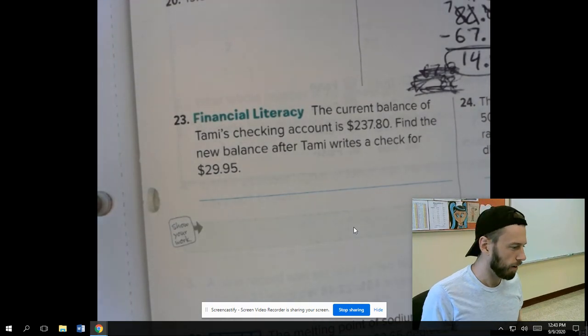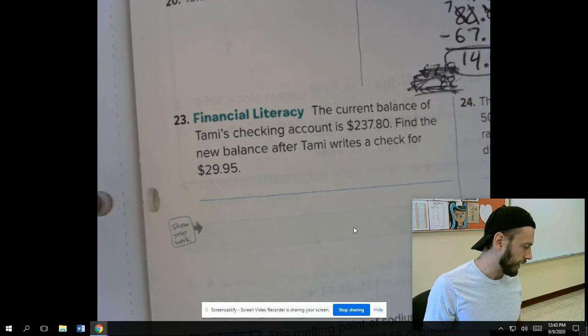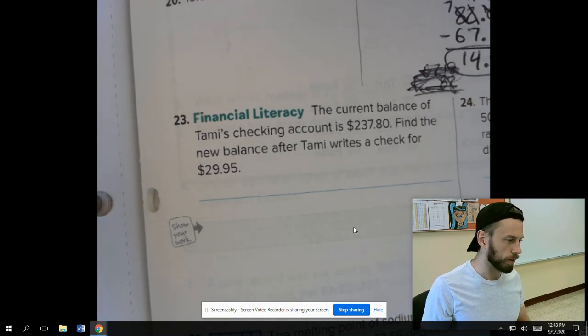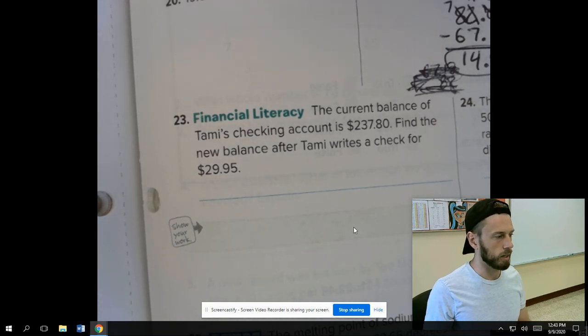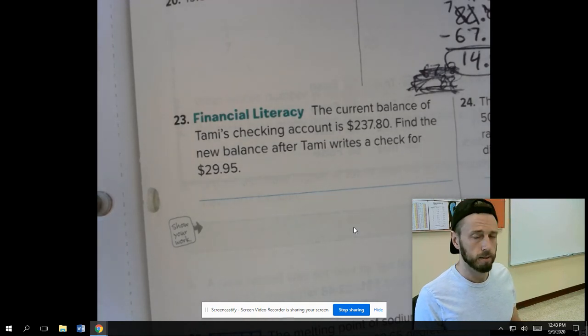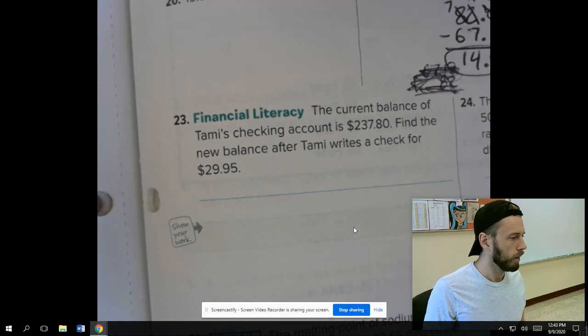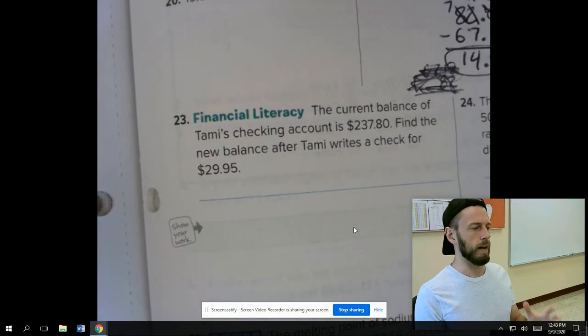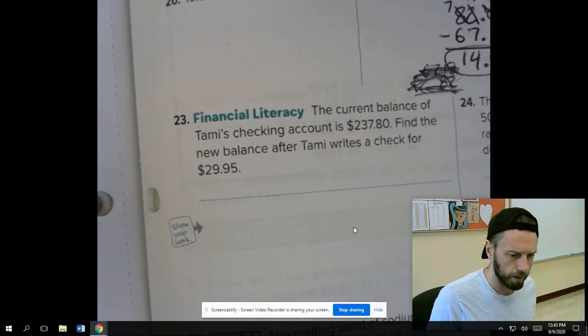Okay, guys. Hopefully you solved it. Welcome back. Number 23 here says the current balance of Tammy's checking account is $237.80. Find the new balance after Tammy writes a check for $29.95.